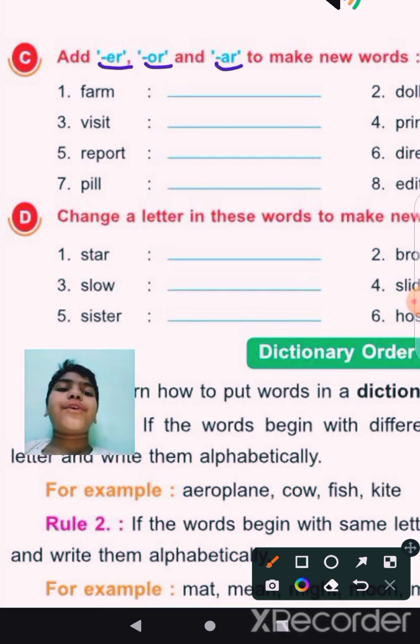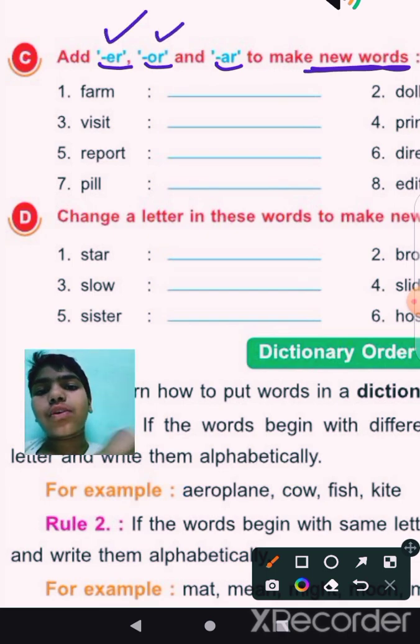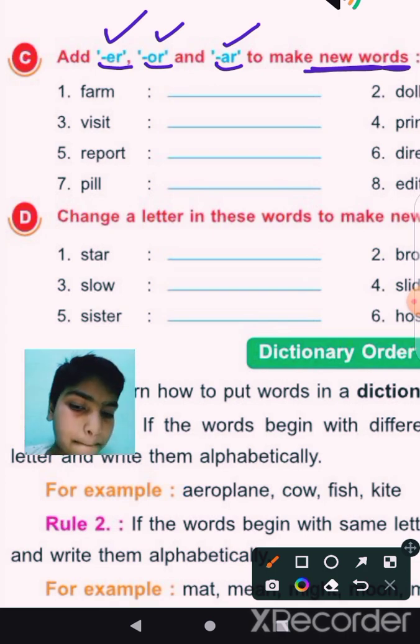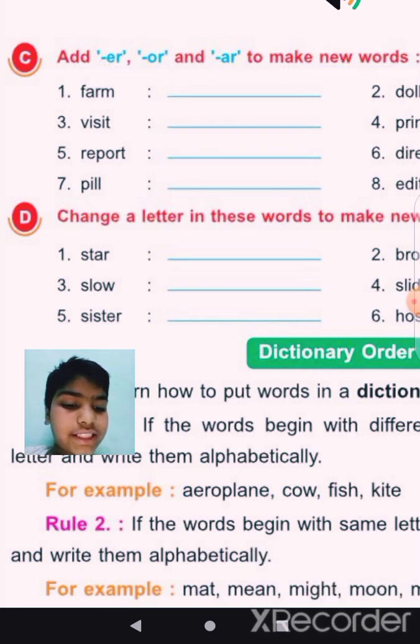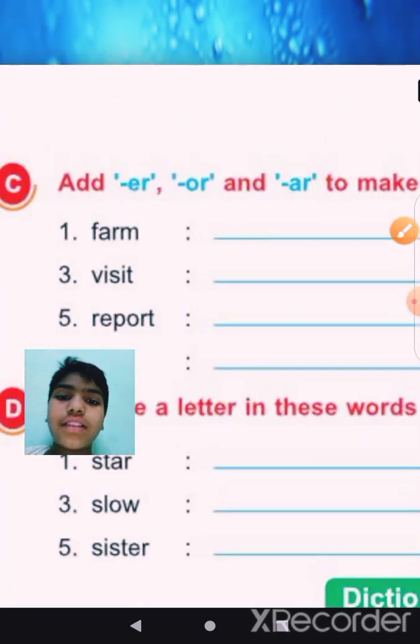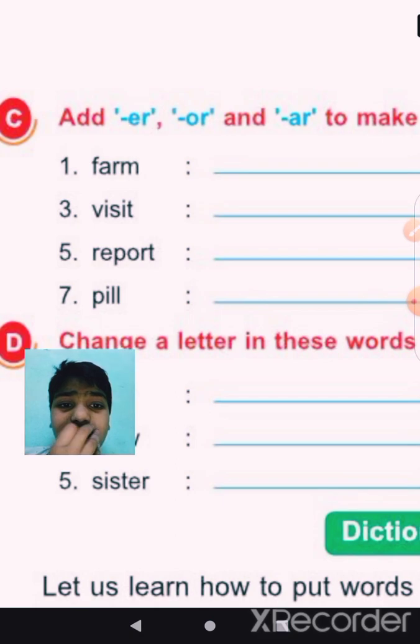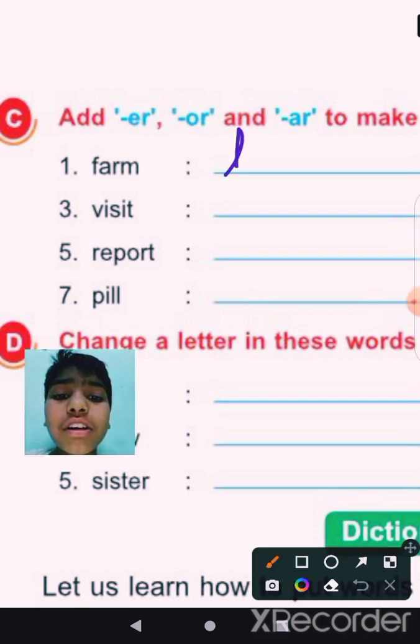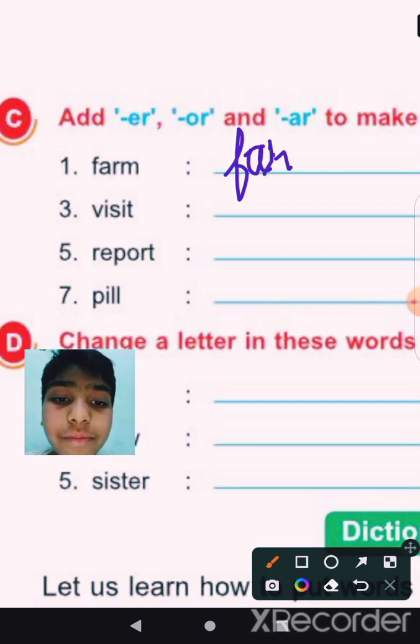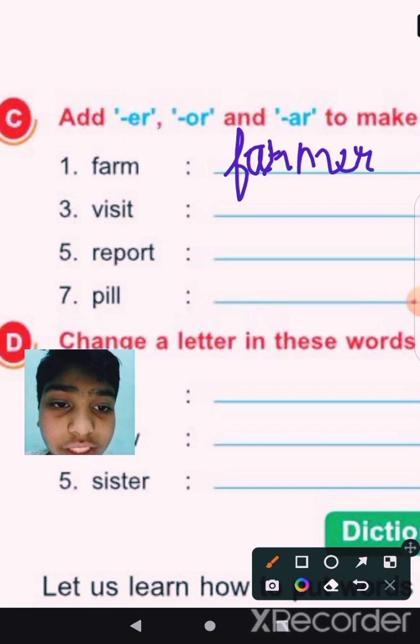Add -er or -or to make new words, or form new words with -er or -or. So, farm. Say farm. It's easy, I will just write it up. These questions are easy. See, farm, farmer, FAR. What will be added? ER basically. So it will be farmer.